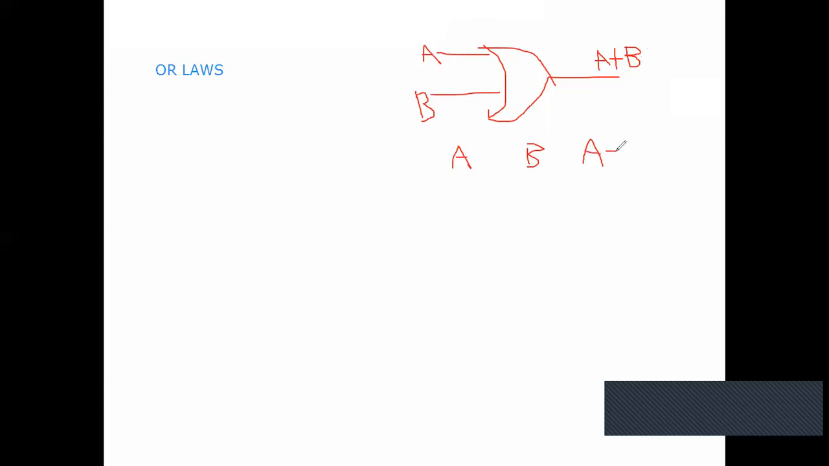Okay. A plus B. Two inputs are there. So how many combinations are we getting? 4 combinations. 0, 0. 0, 1. 1, 0. 1, 1. This will be equivalent to addition operation. Okay. So 0 plus 0 is 0. 0 plus 1 is 1. 1 plus 0 is 1. 1 plus 1 is 1, because this belongs to logical operation.